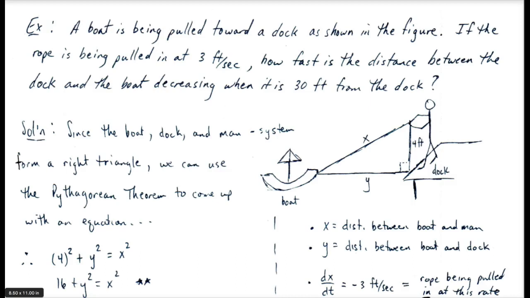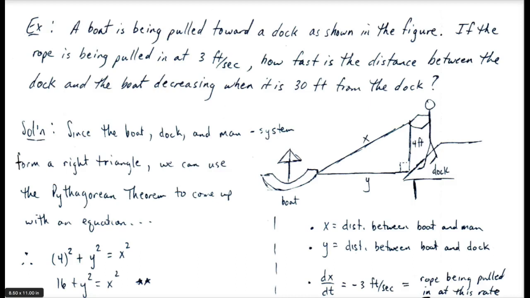All right, so with our next example, we have a person on a dock pulling in a small boat. We see here that the rope is being pulled in at 3 feet per second. If we know that, we want to know how fast the distance between the dock and the boat is decreasing when it is exactly 30 feet from the dock.